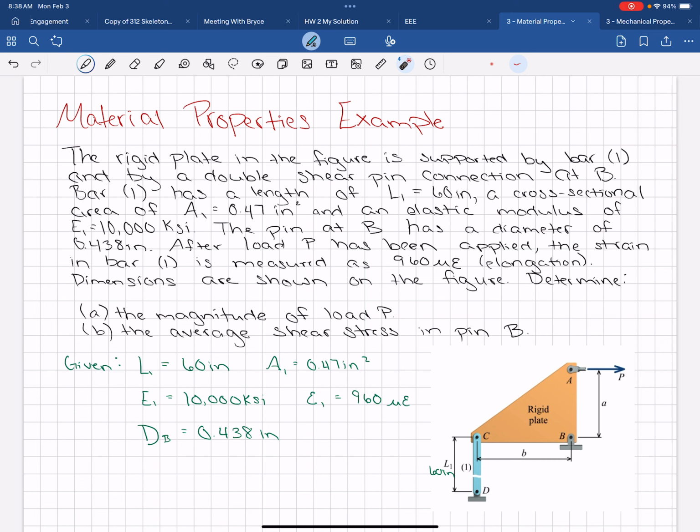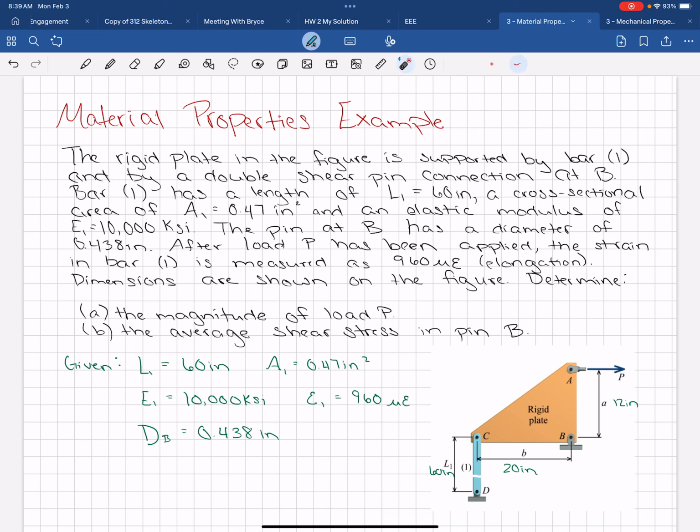And then the dimensions are currently not shown. So let me tell you what those dimensions are. We have 20 inches and 12 inches. Okay. So we're supposed to determine the magnitude of load P.